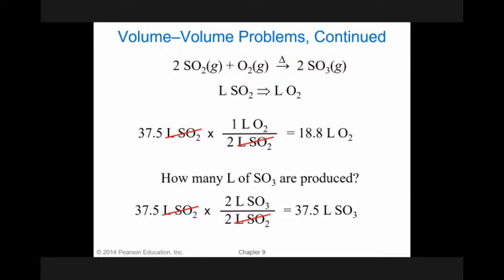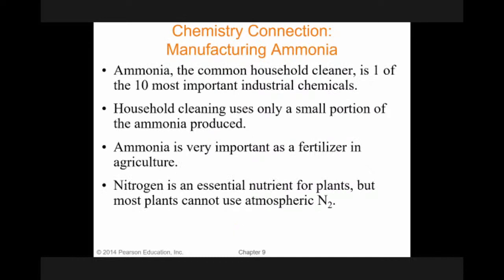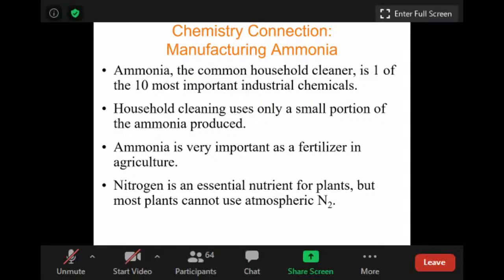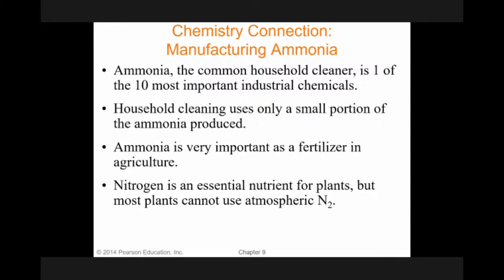All right. So manufacturing ammonia, okay? Ammonia, the common household cleaner, is one of the 10 most important industrial chemicals. Almost everybody has this in their home. Household cleaning uses only a small portion of the ammonia produced. Ammonia is very important as a fertilizer in agriculture.